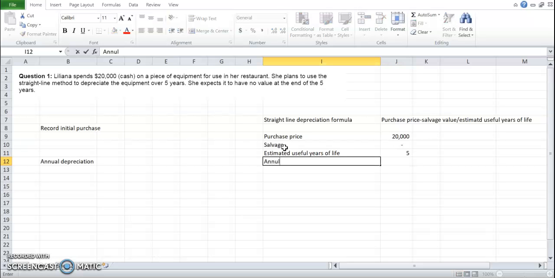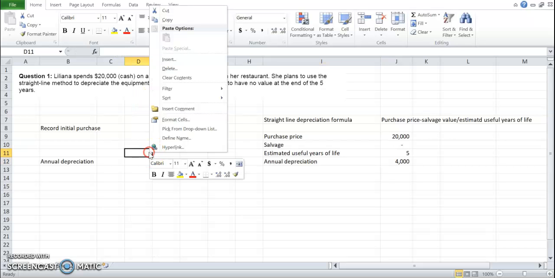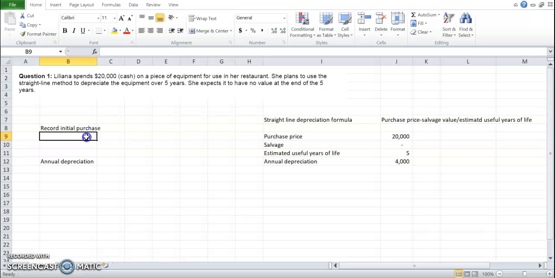So the annual depreciation is going to be 20,000 divided by 5, which is going to be $4,000. So the annual depreciation is going to be 4,000. And technically it's not dollars because it's a non-cash expense, but it's 4,000. Let's just say that. So let's record the initial purchase.